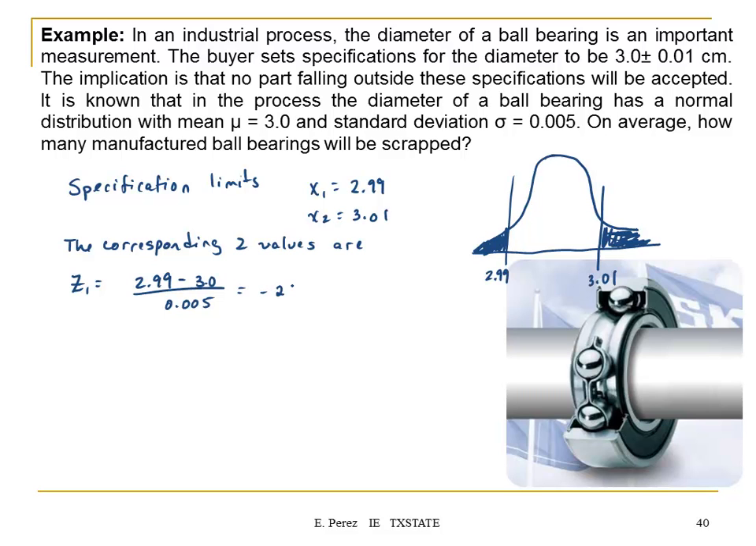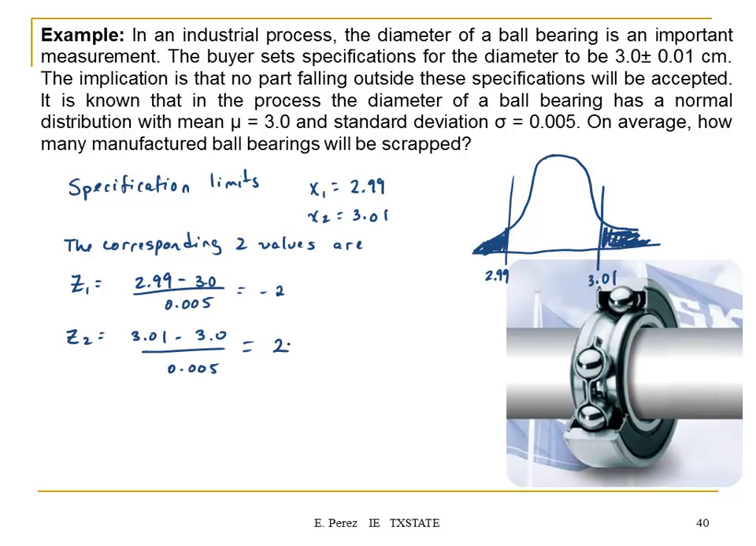See what we're trying to do? We are taking those limits and transforming them to values of Z, because we want to use the standard normal to get the values from the probability table. Z2 equals 3.01 minus 3 divided by 0.005. So this equals 2.